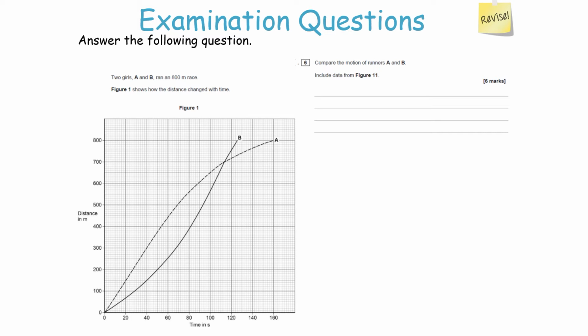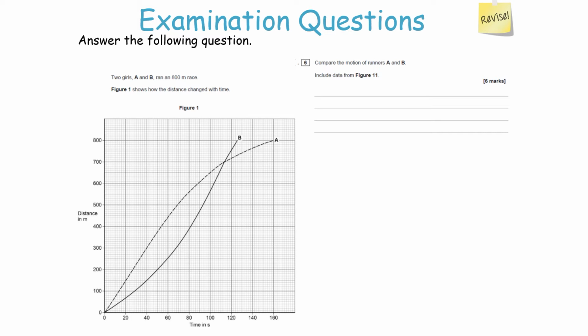Now, the next thing, it says include data from the figure. It's very important you know what you're working out from all the graphs you use in physics. Now, in a distance time graph, what's the important thing you can work out from the graph? Well, it's the gradient, because the gradient of a distance time graph is the velocity or the speed. So let's just think about what's going on.